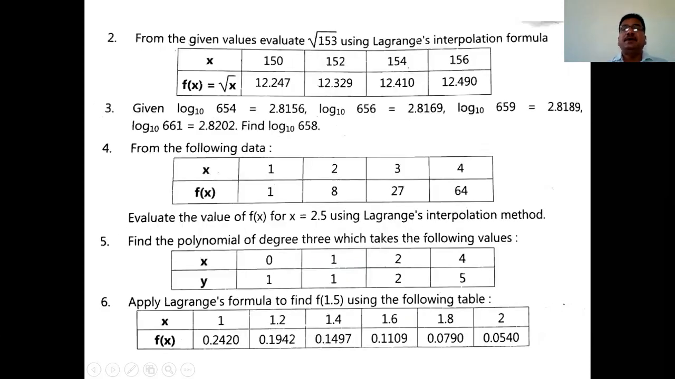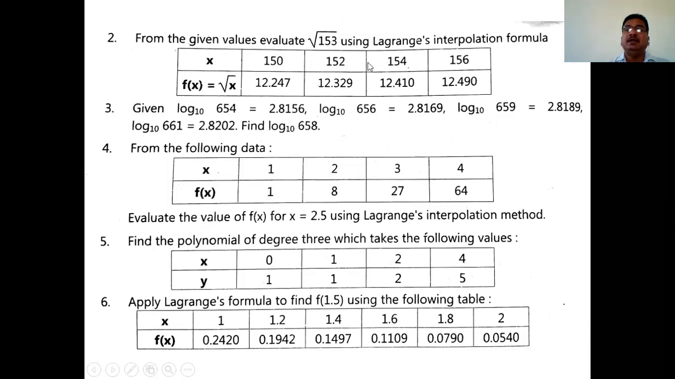Then we have to find the value of root 153. So what is x? Remember that x is not root 153. X is 153, just right? Don't take x as root 153, because the function f(x) is root x, and so here x is 153. The values here, observe, are equidistant: 150, 152, 154, 156. And we have to find the value at 153.